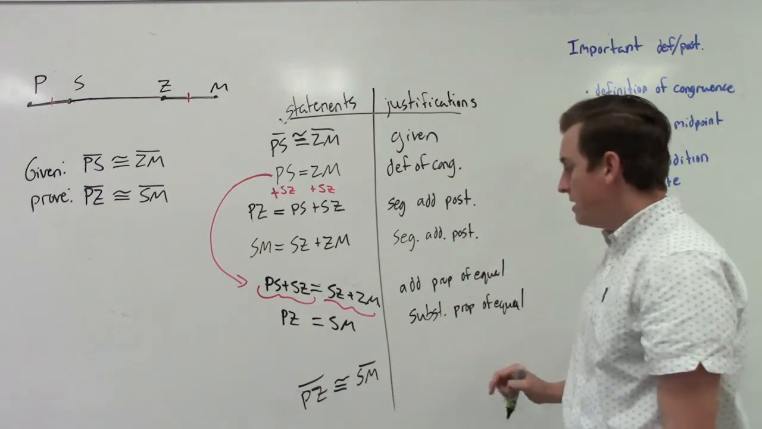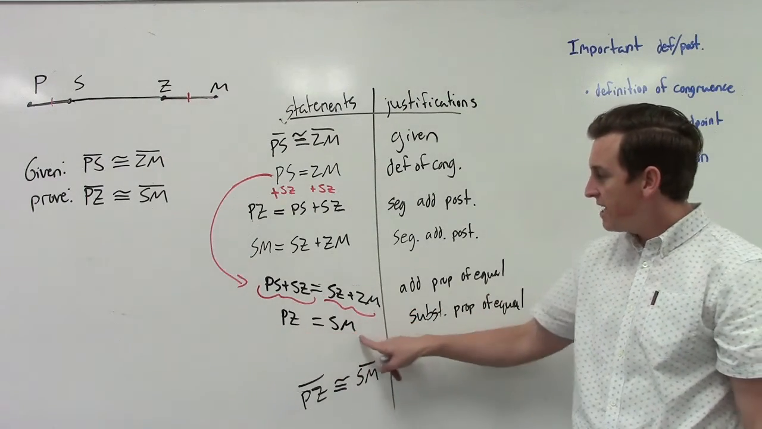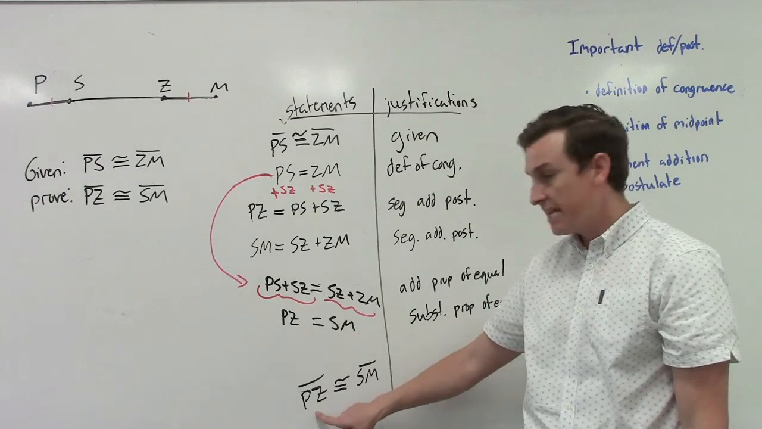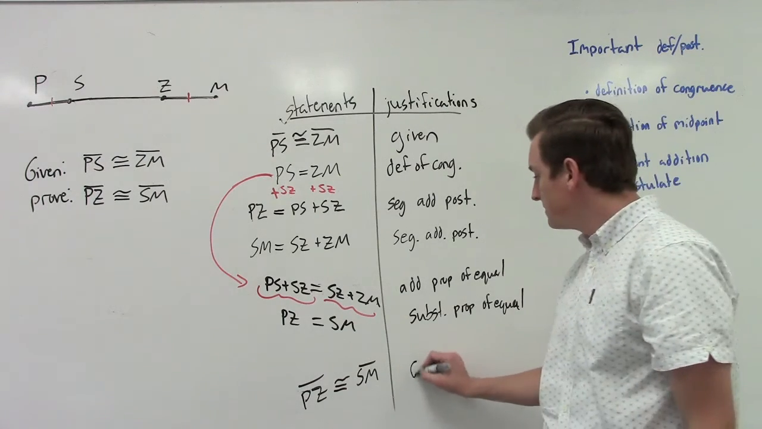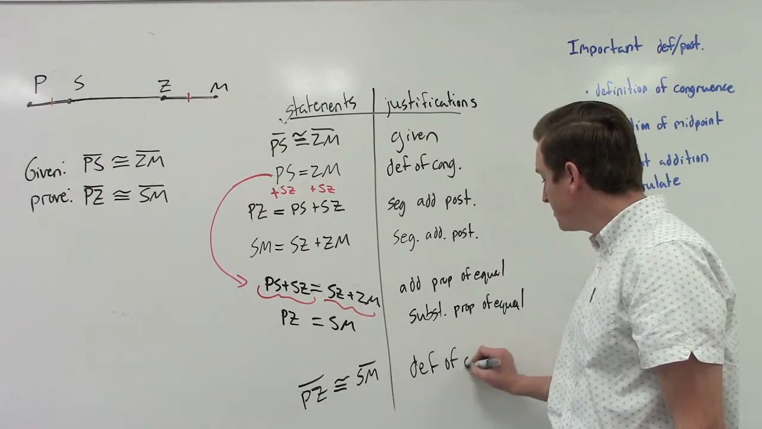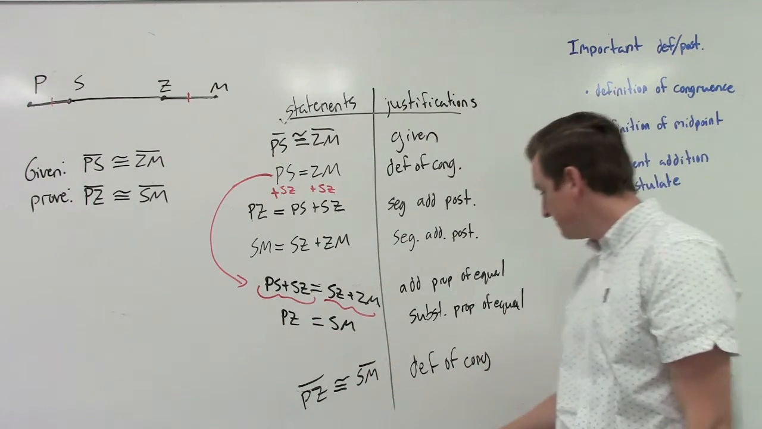And then down here at the bottom, how do we get from here to here? If I have PZ equals SM, how do I get to segment PZ is congruent to segment SM? That's the definition of congruence. If our two measurements are equal, then they're congruent.